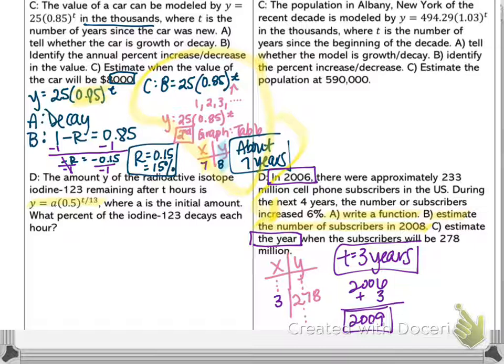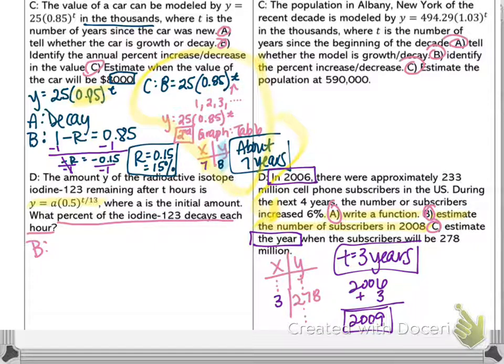So this one throws people off because typically we're used to part A, part B, part C. This one doesn't have part A, part B, or part C. You don't have to worry about that. Really, all we're asking in this particular problem is only about part B, which is what percent decays each hour.